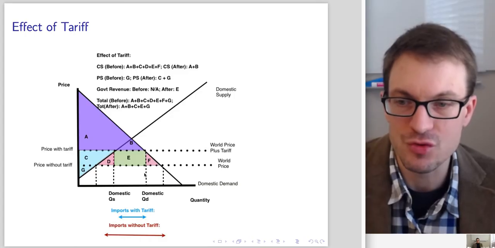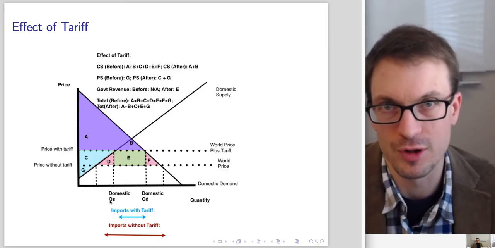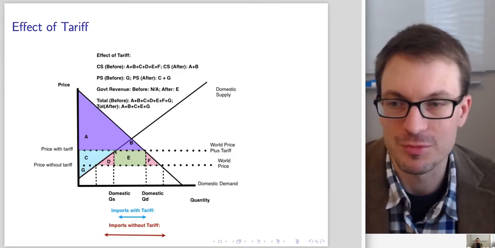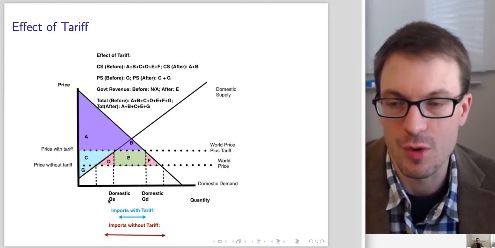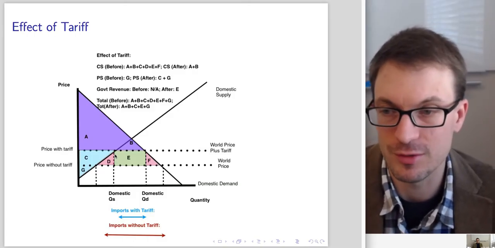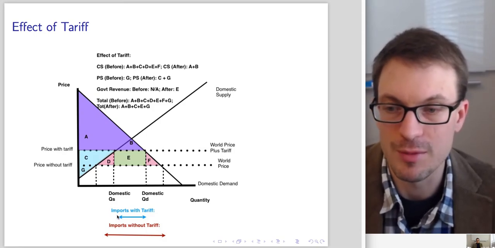Right? The actual market traded, the domestic quantity demanded is right here. The domestic quantity supplied is right here. Domestic quantity supplied is saying how much local producers are willing and able to produce and trade at this price. This is the quantity that we're getting from domestic producers. That's not how much is actually traded, because we're importing, right? The imports with the tariff bring us out to here to meet our domestic quantity demanded at the tariff price.